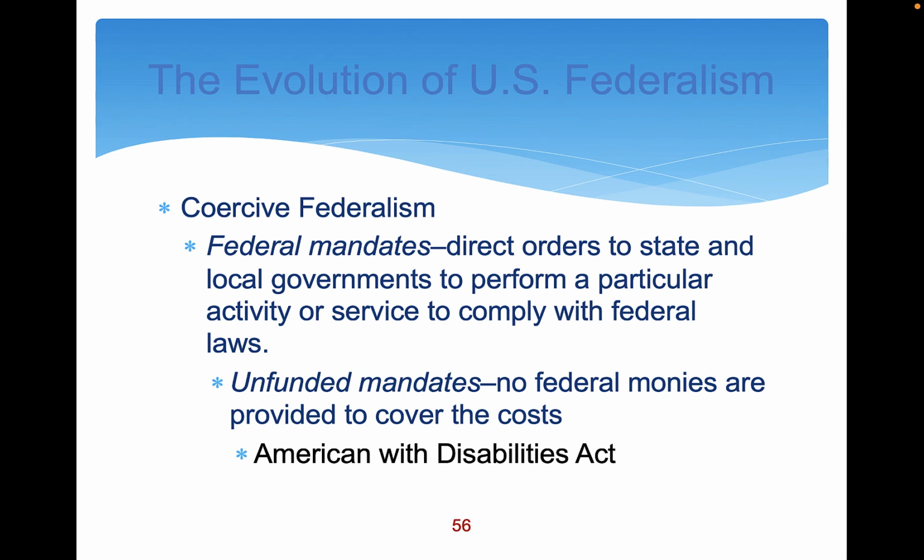Now, we also have something called coercive federalism, which involves federal mandates. And federal mandates are orders to the state and local governments to perform a particular activity or service to comply with federal law. If you don't do this, you can run the risk of incurring a fine. One of the best examples that I came up with for coercive federalism is the Americans with Disabilities Act, right? This is a mandate that's unfunded as well, meaning that no federal money was given to help businesses comply with the Americans with Disabilities Act.